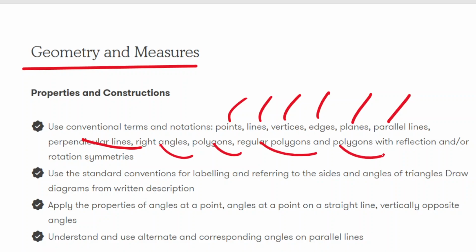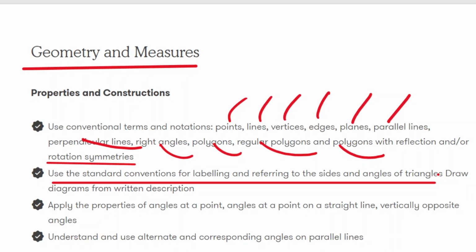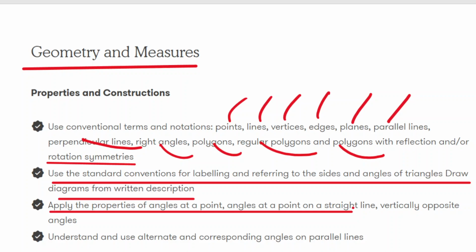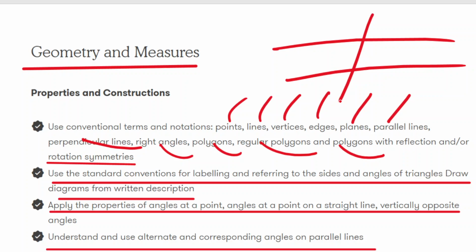polygon, regular polygon, polygons with reflection and rotation symmetries. Use the standard conventions for labeling and referring to the sides and angles of triangles. Draw diagrams from written descriptions. Apply the properties of angles at a point, angles at a point on a straight line, vertically opposite angles. Understand and use alternate and corresponding angles on parallel lines. You can remember it by this figure.